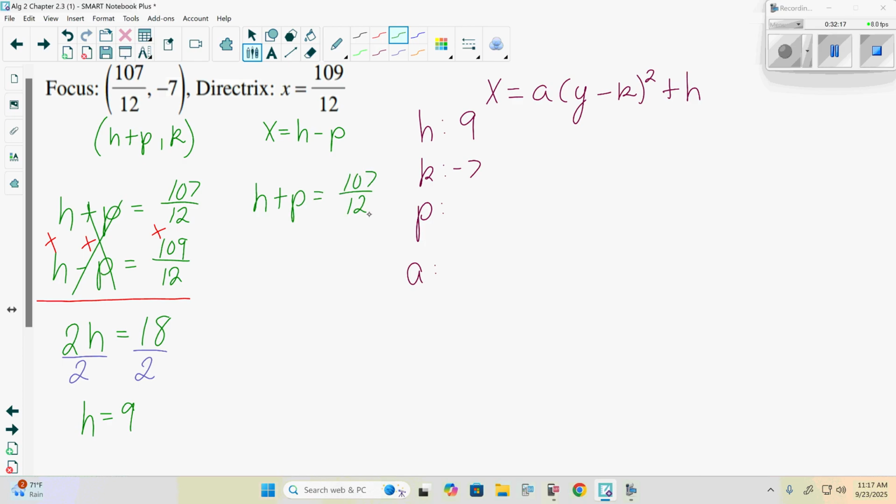Personally, I end up using h plus p instead of h minus p, mainly because with h minus p, we have to deal with that negative p. We have to fix that. We have to multiply or divide by -1. H plus p, we don't have that issue. So it's a little bit easier to work with.